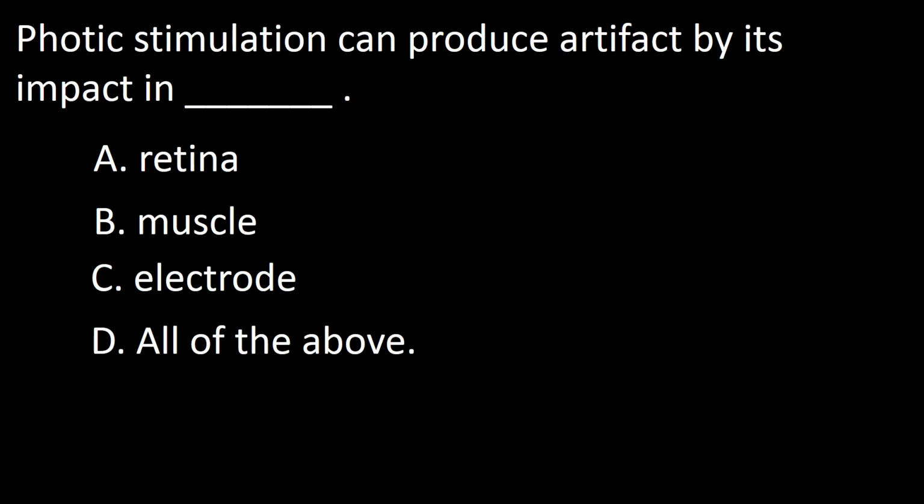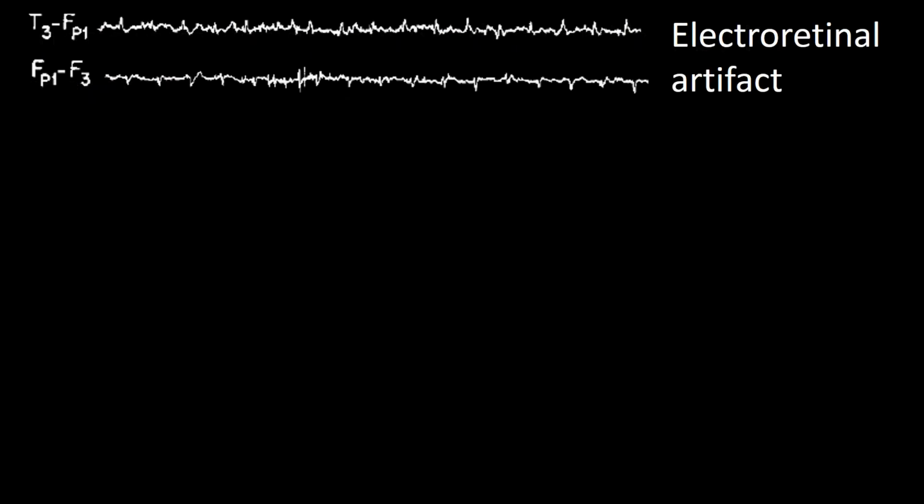Next question. Photic stimulation can produce artifacts by its impact in A, retina, B, muscle, C, electrode, D, all of the above. This epoch shows an electroretinal artifact. I like to use the term photoretinal artifacts, but I have never seen anybody using that term.